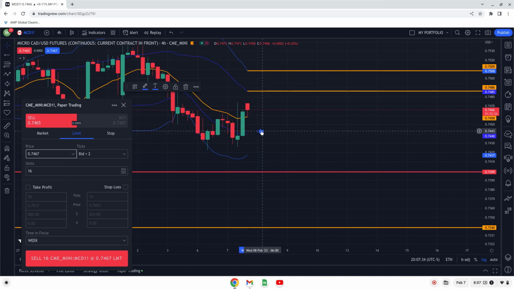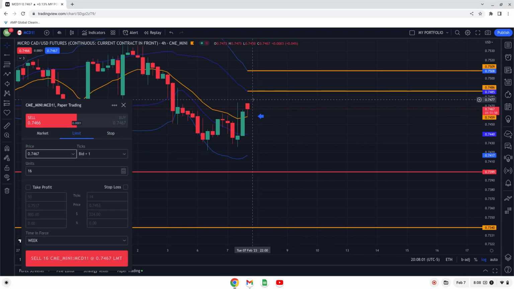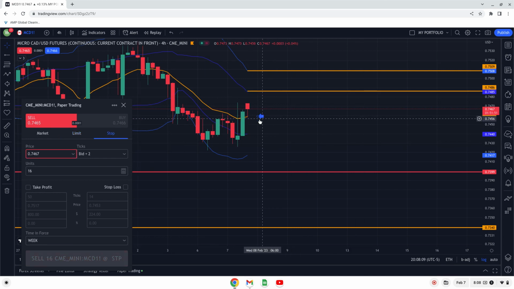So right here, as you can see, if I sell like right here, see my blue arrow, the blue line, it's pointing at the orange line. If I sell underneath the current price, right now at 74.66, anything under 74.66 will be a stop order, because I'm selling for the market to fall down underneath its current price. That will be a stop order. Limit orders will be selling above current price. All right. Sell above current price are limit orders. Sell below current price are stop orders.